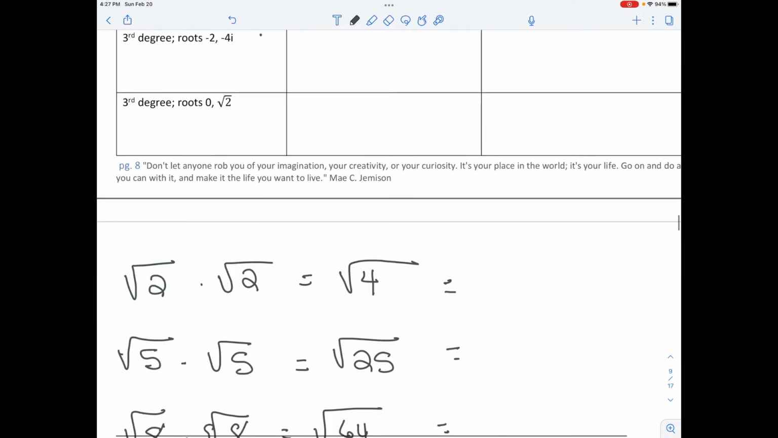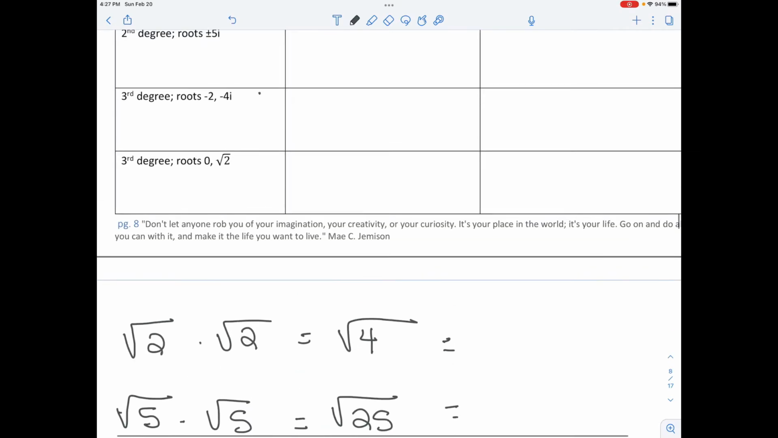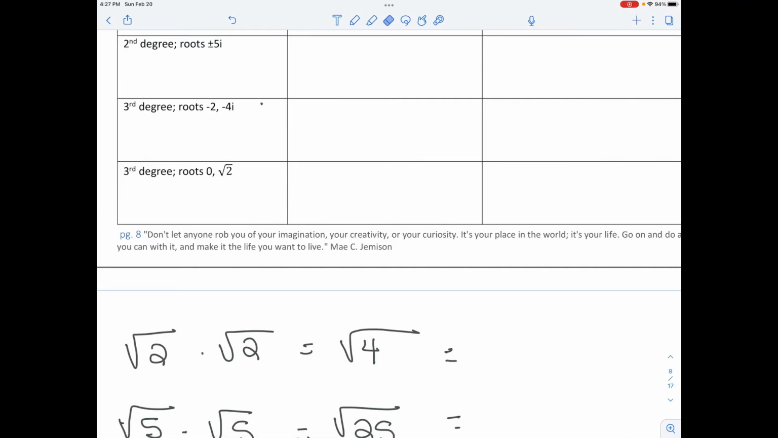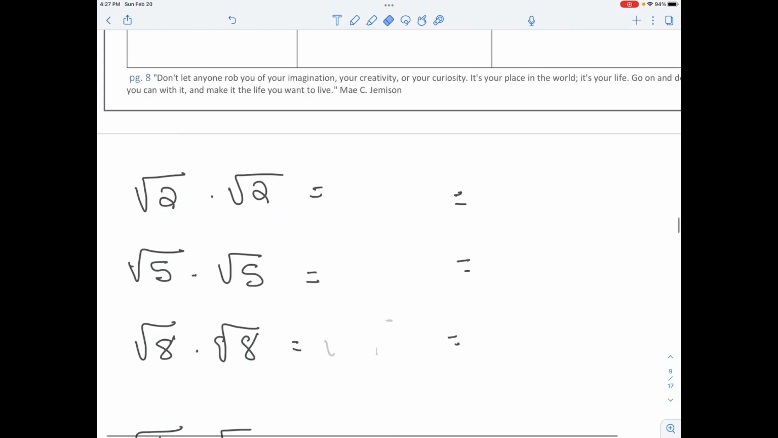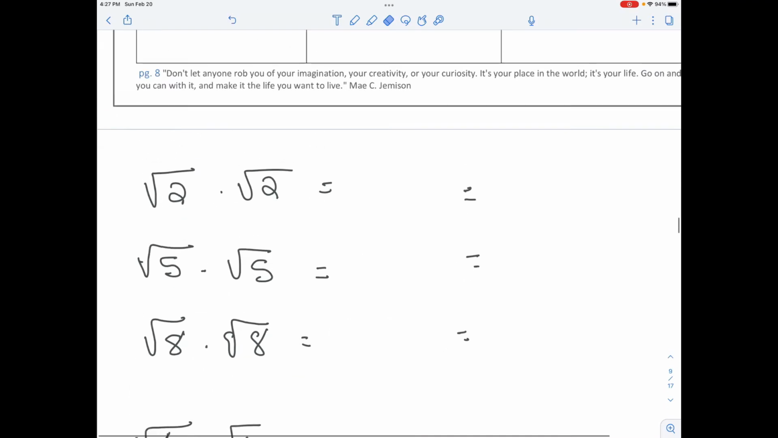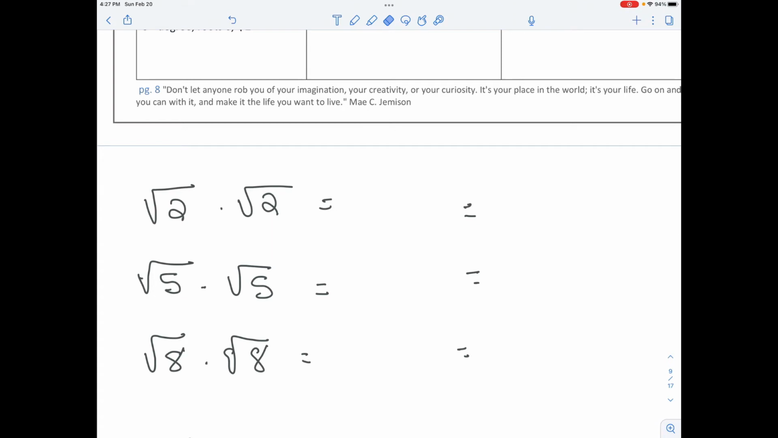Okay, so before we do this, I need to remind you of a couple of things. So let's say, for instance, that I multiplied. Let's go back and look at a magic trick here. So I'm going to show you guys a magic trick. If I multiply the square root of 2 times the square root of 2, I multiply what's inside the radical. So I'm going to multiply 2 times 2, and that's going to give me the square root of 4. Well, what is the square root of 4? 2.